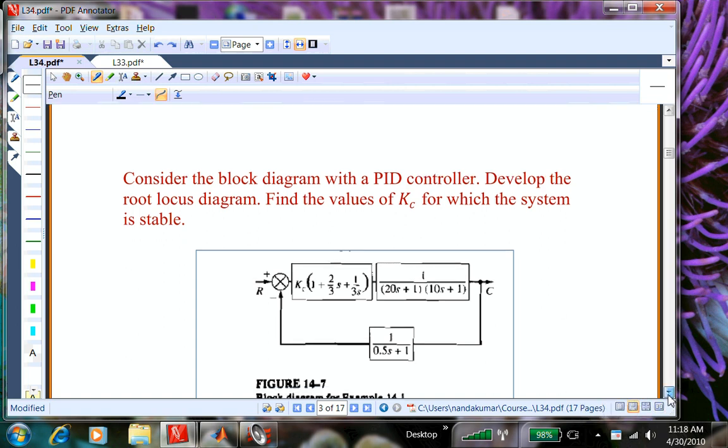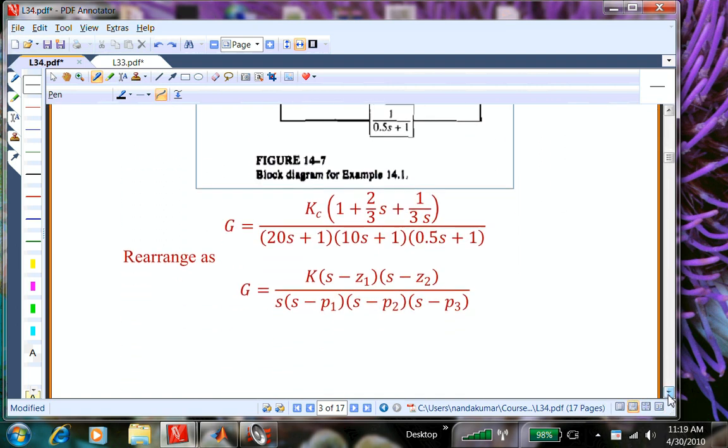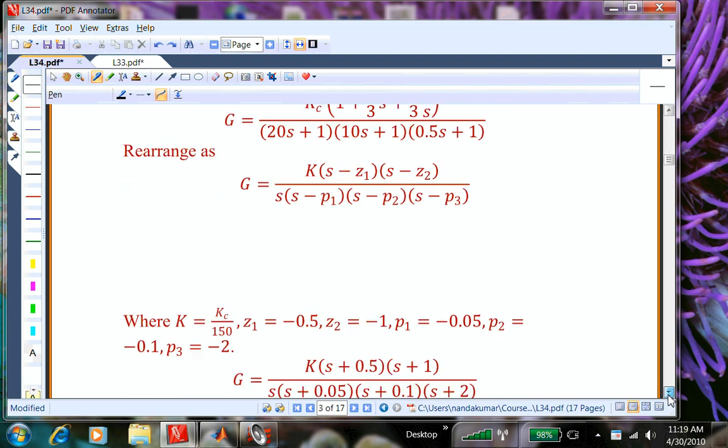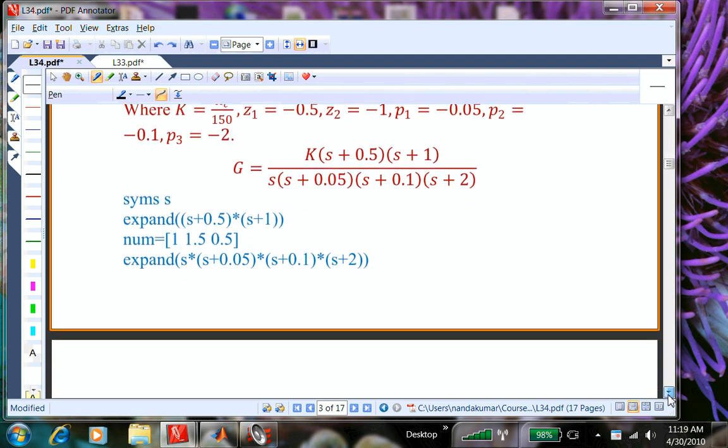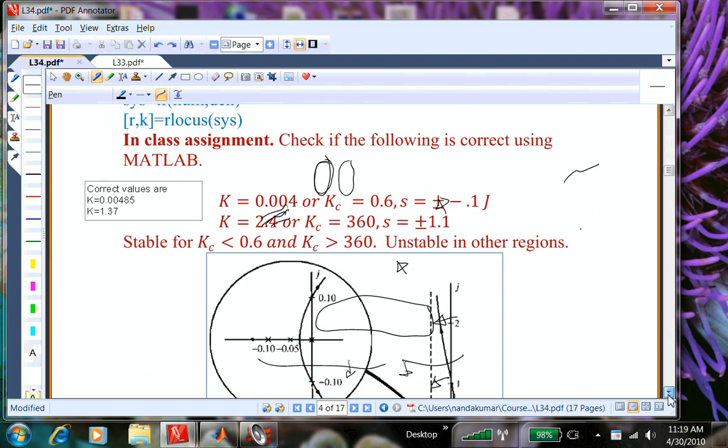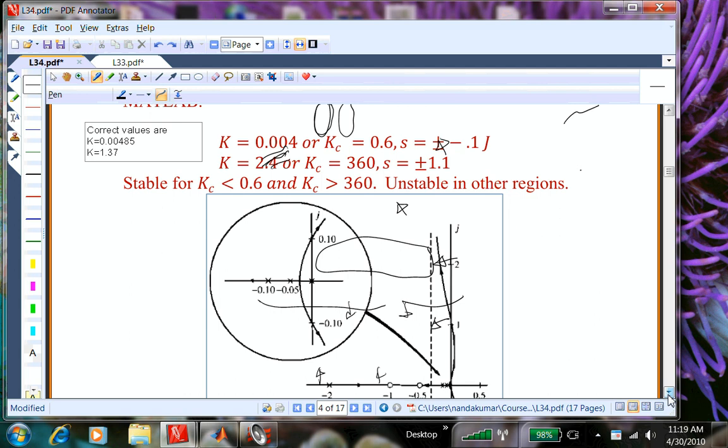So when I take that G that you see here and put it into MATLAB, and I want you to study the script that does that, it produces the root locus.